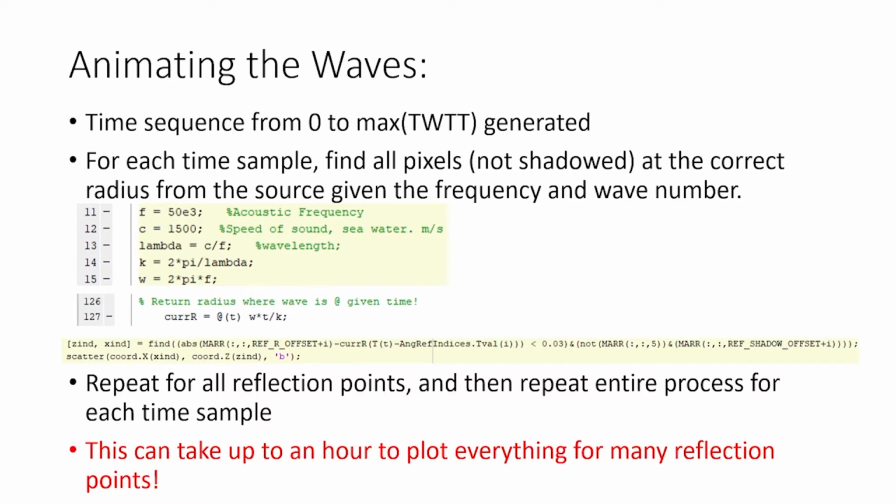And then the wave is actually animated by making a time sequence from 0 to the max two-way travel time, which would be the max range multiplied by time or speed of sound. So for each time sample in between 0 and the max two-way travel time, we find all the pixels that aren't shadowed that are at the correct radius for the given frequency and wave number. So for all pixels where there's no shadow cast and the radius falls in the possible range from the source, a scatter plot is made and all of those pixels are plotted. And we repeat that for both the transmitted wave and then every single one of the reflection points.